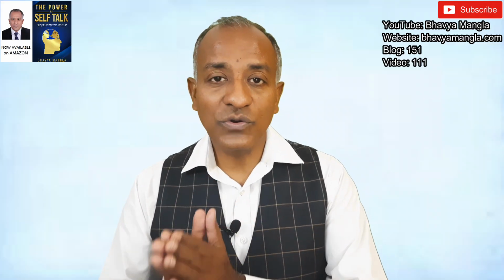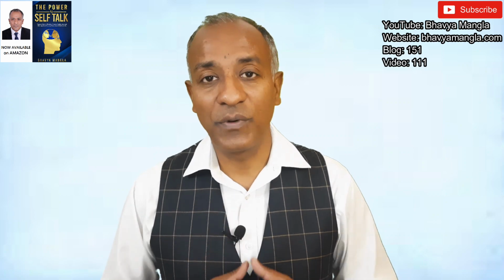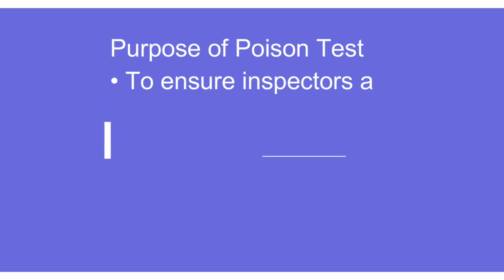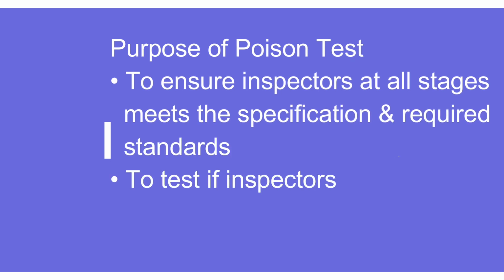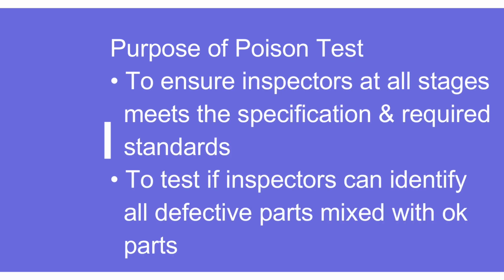Another question that comes is what exactly is the purpose of the poison test? The purpose is, first of all, to ensure that all the inspectors at different stages of production, be it incoming, in-process or final, meet the specification or the required standards. And the second point is to test whether the inspectors are able to identify all the defective parts in case they are mixed with the okay parts, and that becomes an additional qualification apart from the skill matrix that we make.